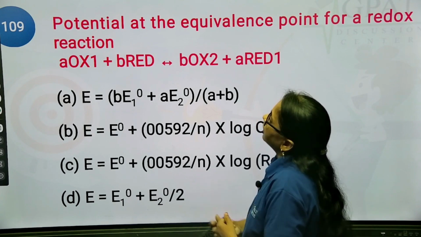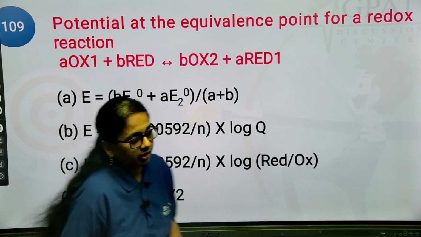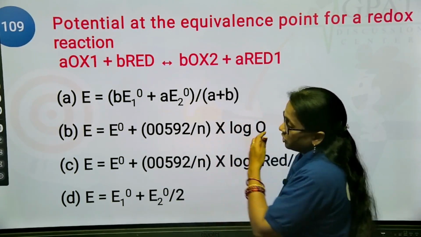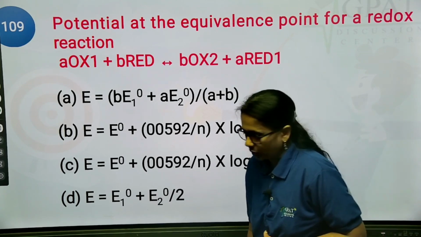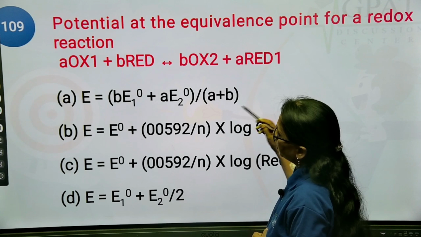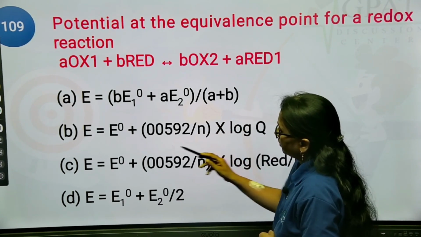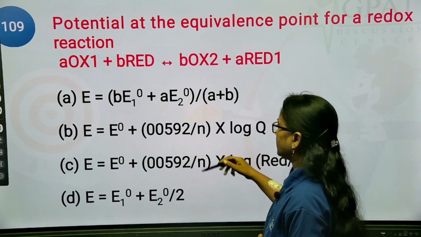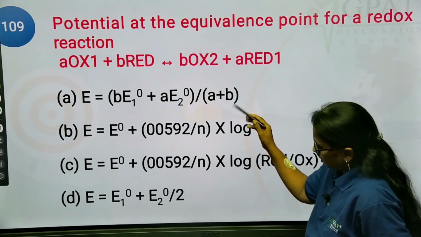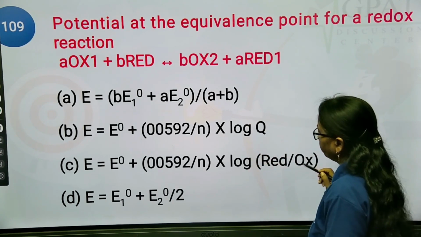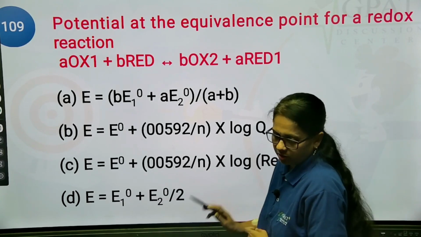Now let us see the next question, that is the potential at the equivalence point for a redox reaction. They have given a redox reaction here and the potential. By seeing the options you can say that the question is related to the Nernst equation. Option A is given as an equation with a E1 naught plus b E2 naught divided by a plus b. Option B is E naught plus 0.0592 by n into log Q. The other is similar, but with the log of reduced ions divided by oxidized ions. And option D is E equal to E1 plus E2 divided by 2.